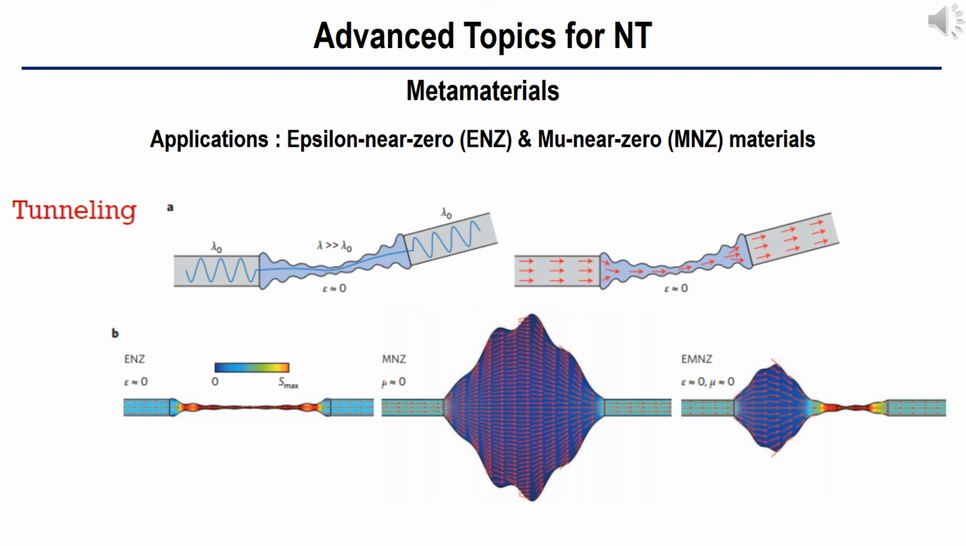5. For MNZ medium, tunneling will be observed if the height of the channel is substantially increased. 6. MNZ acts like an electromagnetic point, thus seemingly directly connecting the input and output ports and enabling full transmission.